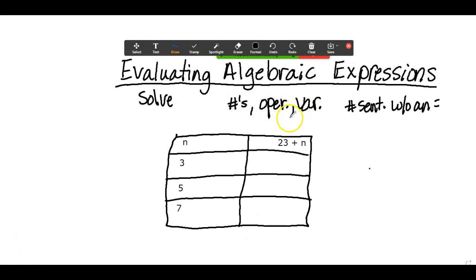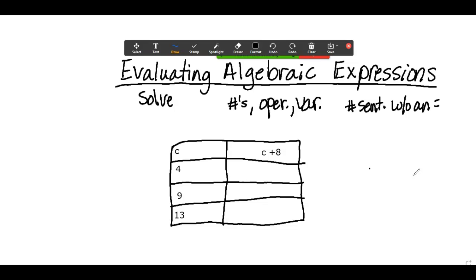So here we have an algebraic expression table. My variable now is n, and my algebraic expression is 23 plus n. All we're doing is taking each number and putting it in place of the n. So what's 23 plus 3? Well, that's 26. 23 plus 5, 28. 23 plus 7 is 30. And there you have an algebraic expression that's been evaluated.